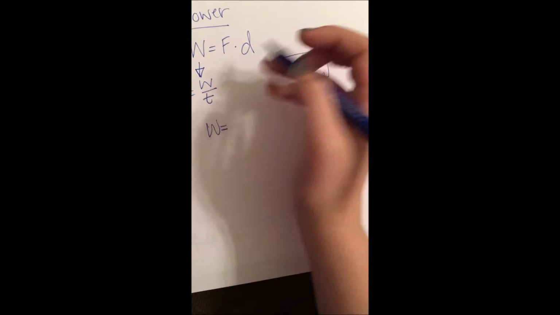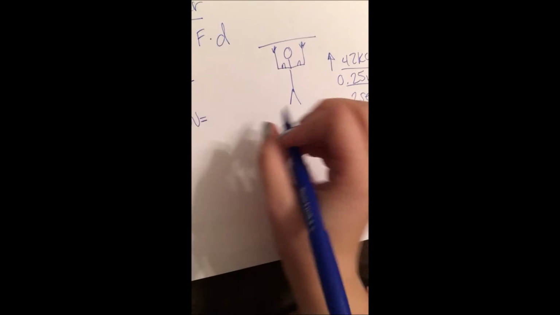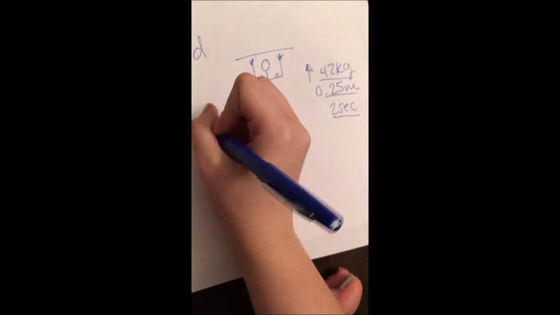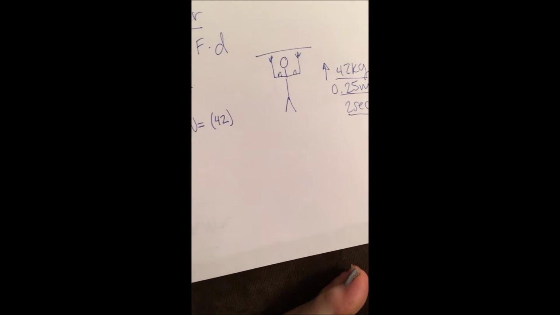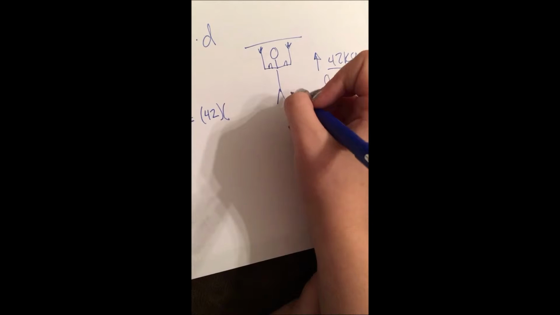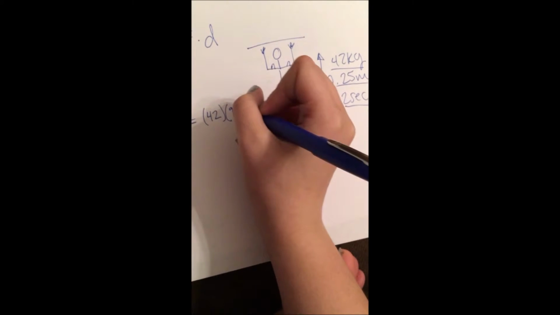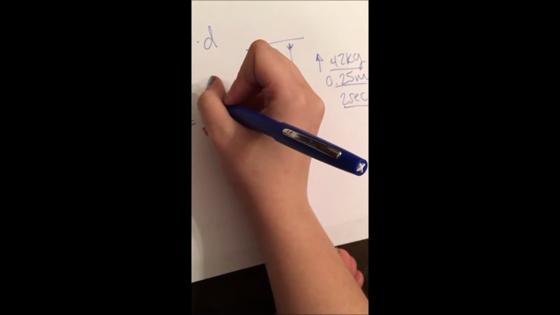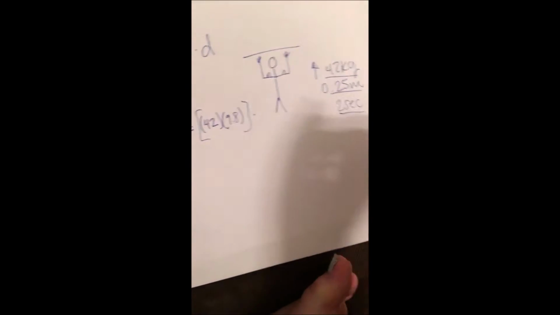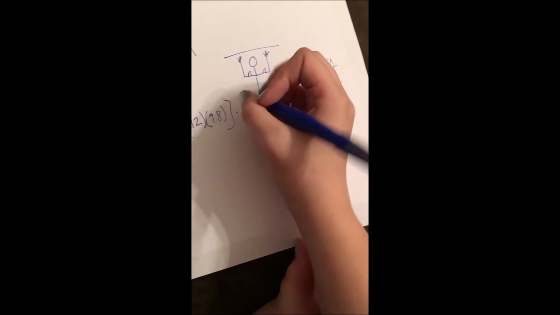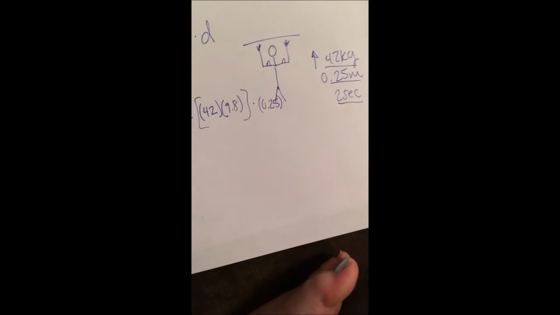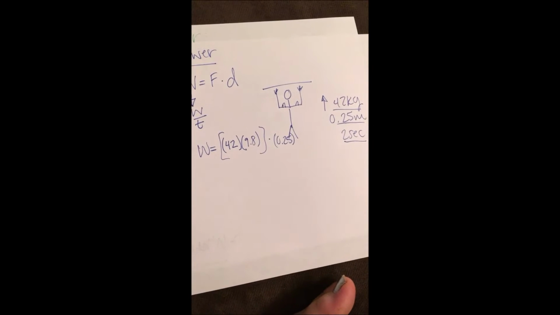For our work, we need to use the mass, which is 42, times the acceleration, which in this instance would be gravity, which is 9.8. This is force, and then we need to times it by our distance, which is 0.25. So let's plug this in.